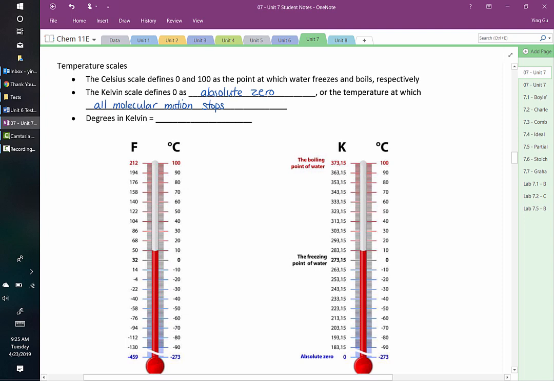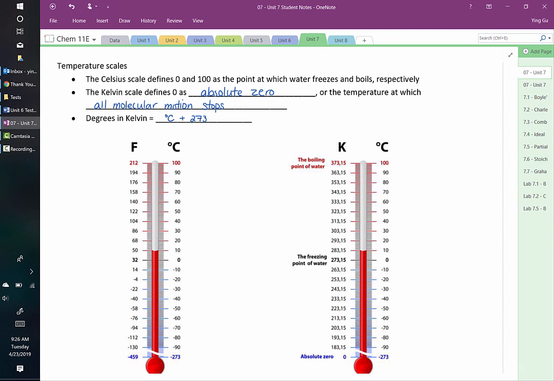Okay. Now, the degrees in Kelvin is actually a little bit off from Celsius. Hopefully you guys did the critical thinking question on your Charles' Law lab and you figured out what a degree in Kelvin is equivalent to in Celsius. And you should have found that degrees in Kelvin is calculated by just shifting the Celsius scale by 273 degrees.